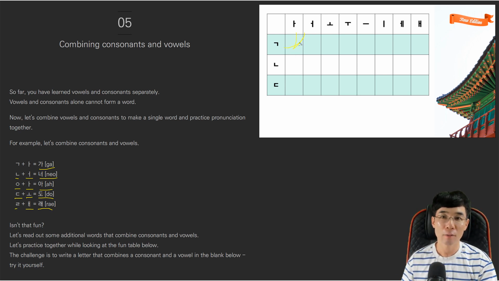가, 거, 고, 구, 기, 개, 나, 너, 노, 누, 느, 디, 네, 다, 더, 도, 두, 드, 디, 대.